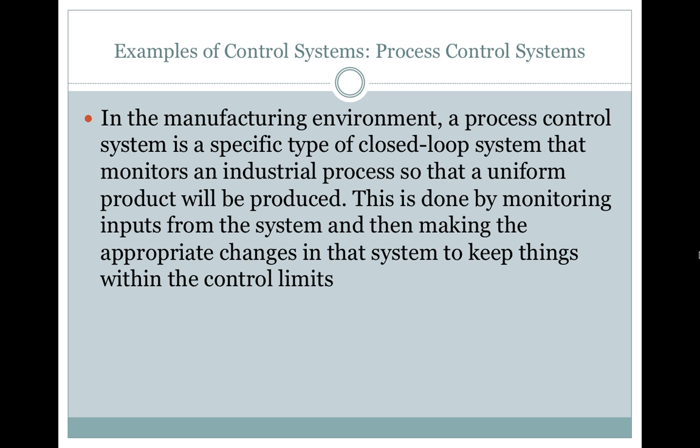Examples of control systems: process control systems. In the manufacturing environment, a process control system is a specific type of closed-loop system that monitors an industrial process so that a uniform product will be produced. This is done by monitoring inputs from the system and then making the appropriate changes in that system to keep things within the control limits.